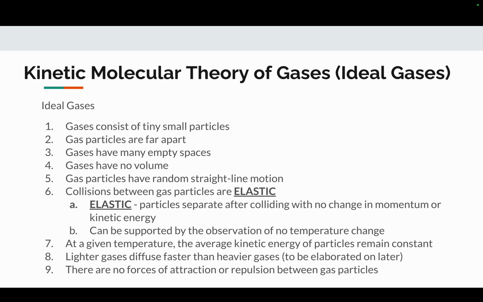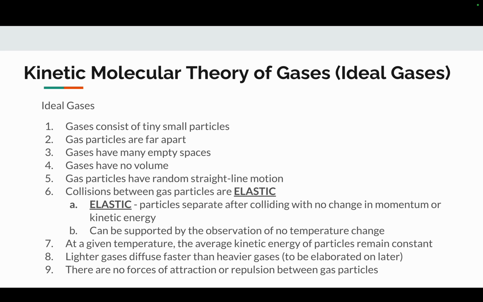Now this slide talks about the aspects of an ideal gas. So ideal gases consist of tiny small particles that are separated so far apart and have so many empty spaces that it's considered they don't occupy any volume and they don't have any mass, because they are so small and because they are so far apart. Now, gas particles within the gas move in a random straight line motion, not curved, and the collisions between these gas particles are elastic.